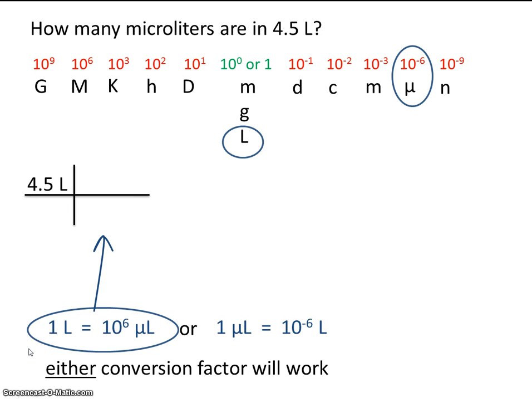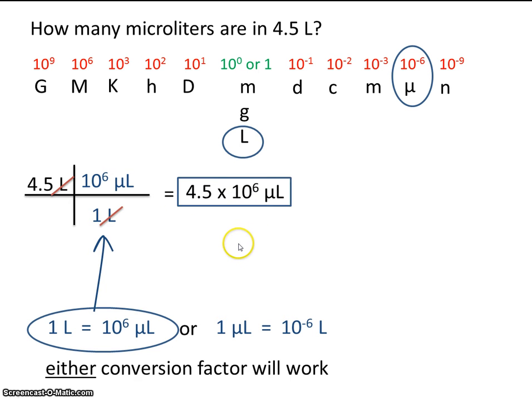So let's plug that in. Now what goes where? Which one of these goes in the numerator and which one goes in the denominator? You'll remember we discussed that if there's a unit in the numerator and that same unit appears in the denominator, then they will cancel out. So I've arranged the conversion factor in this fashion, so liters will cancel out. So in your calculator, do 4.5 times 10 to the 6th, and the answer is 4.5 times 10 to the 6th microliters.